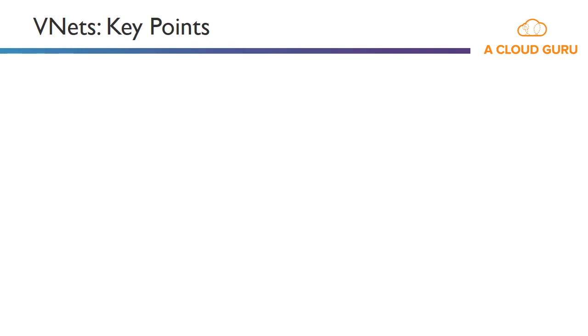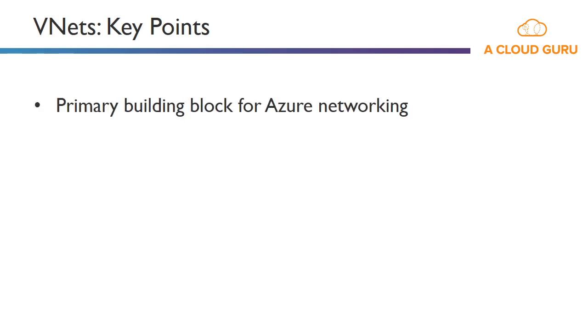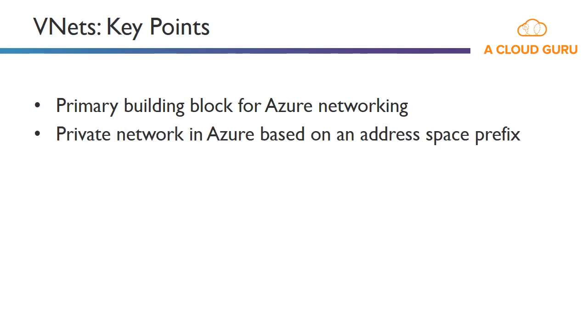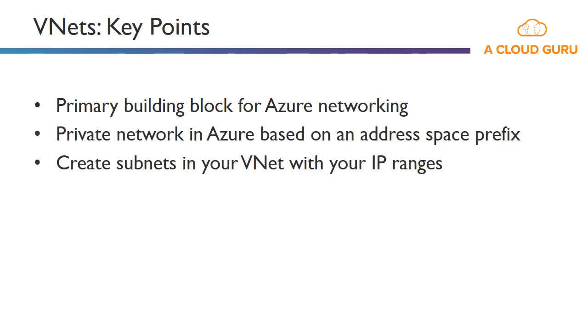If we look at some of the key points, let's just hammer these home. Number one, VNets are a primary building block for Azure networking. So just think of this as the core for everything that we do out in Azure and all the services we want to connect together. It's a private network in Azure based on an address space prefix, and this is something that we define. We create subnets in our VNet with our own IP ranges, so we need to plan for them. We do have to think about things like overlap in address space, much like we would on premises as well.